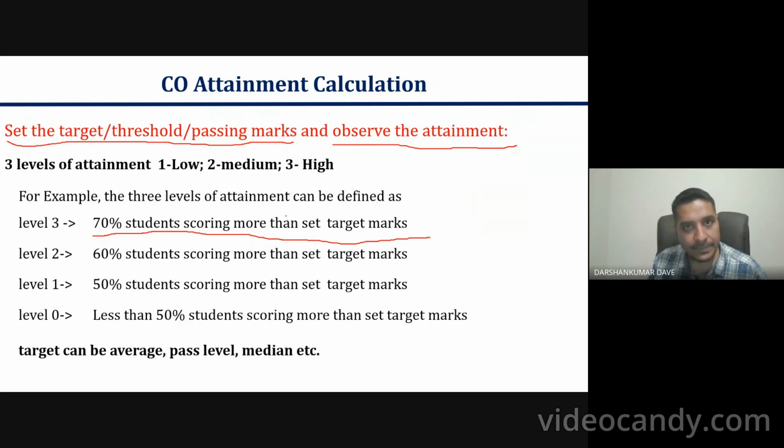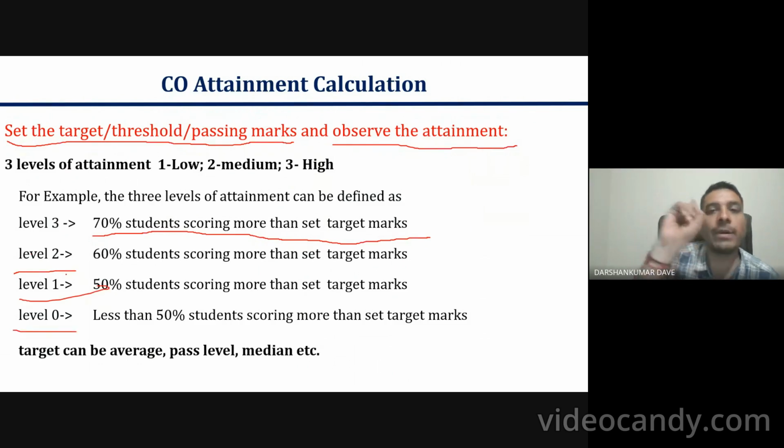Are you getting this? Similarly, for level 2, it is 60%. Out of 100, 60 students should have attained 20 marks or more. This is not changed. The passing criteria or threshold value is not changed. But what percentage of students are attaining that threshold marks gives me the level of attainment of my course outcome. Okay. So accordingly, level 2, level 1 and level 0. When you are talking about course attainment, you give level 0 as well. Those are decided.